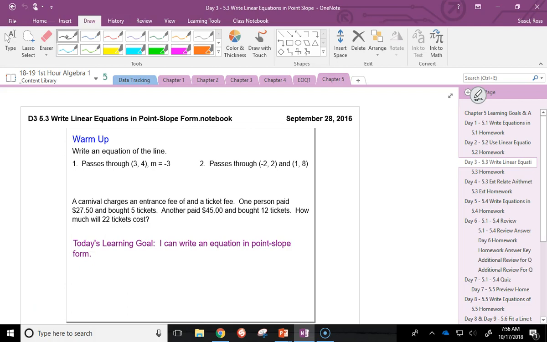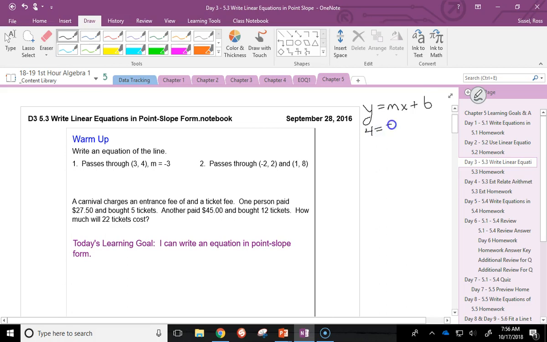Alex? Y equals mx plus b. You can substitute the 3 for the x and the 4 for the y, so it would be 4 equals negative 3 times 3 plus b. Good. So we're using our slope form, y equals mx plus b, and we're inputting numbers that we know. We know our slope is negative 3, y right here is 4, so we said y is 4. Slope was negative 3.